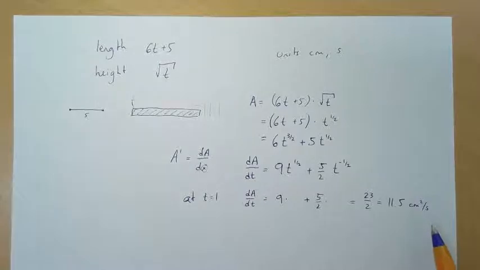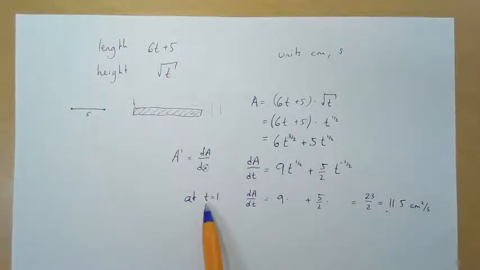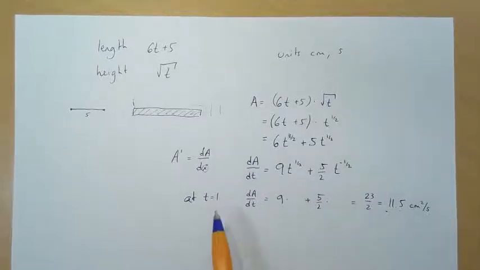The important question to understand is, does that tell me that a second later it's going to have exactly 11.5 square centimeters more? The answer is no. Even though this is the instantaneous rate of change of the area, the instantaneous rate of change is always changing. If I tried to find the value at t equals 1.1, it would already be a little bit different.